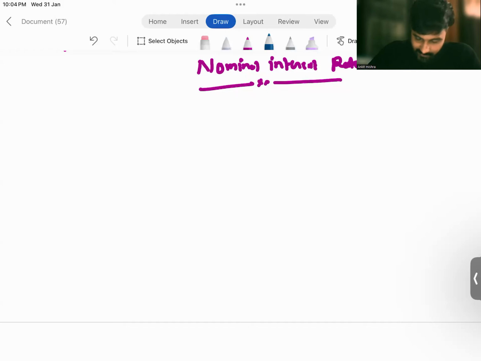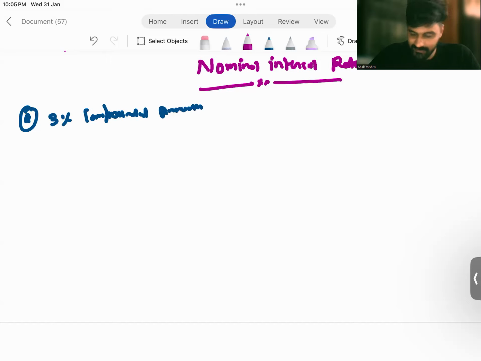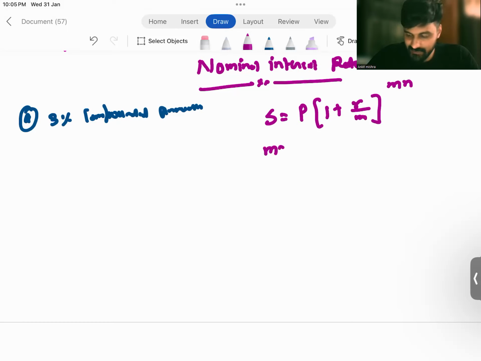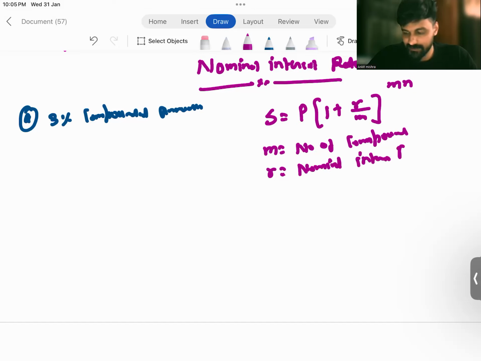Let's say 3% compounded annually. What does it mean? If you recall, S equals P into (1 plus R upon M) whole to the power Mn, where M is the number of compounding periods and R is the nominal interest rate. Here, if I'm talking about 3% compounded annually, R equals 3% and M equals 1, since it is compounded annually.